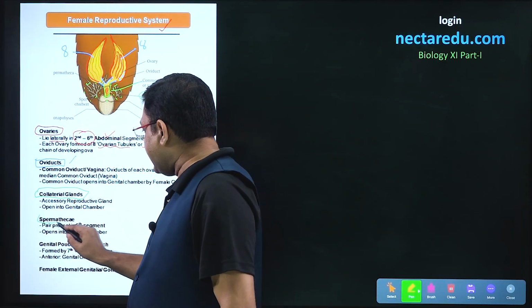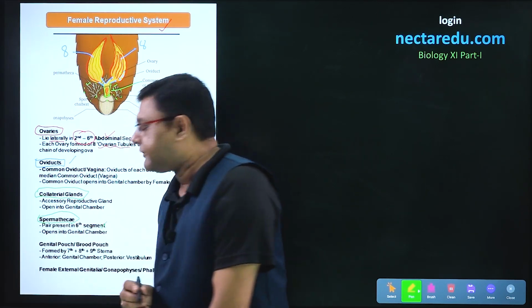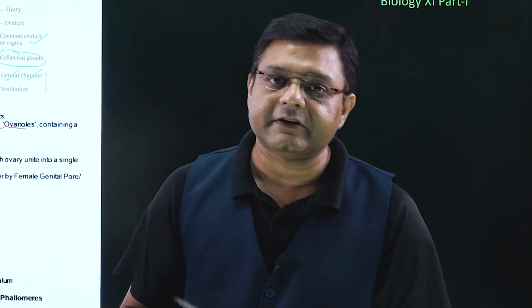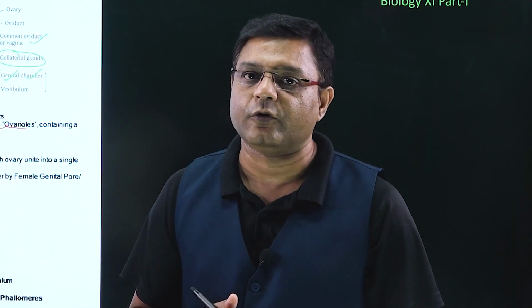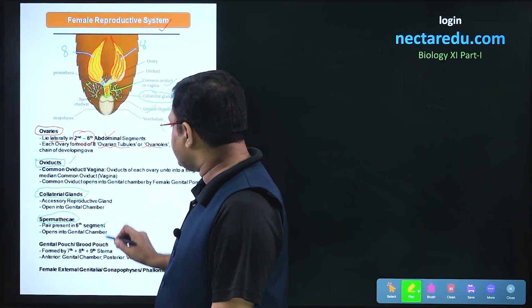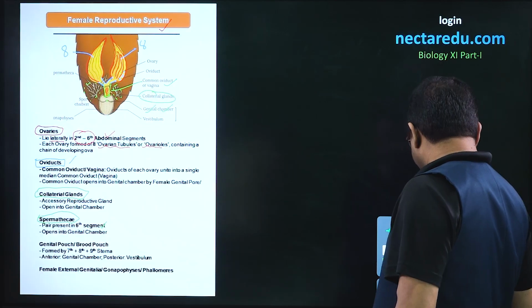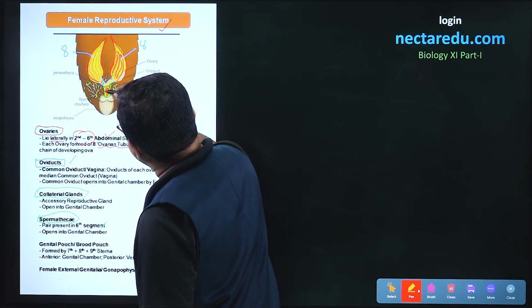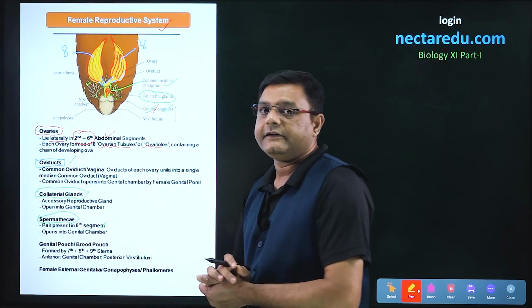After this, the next structure is spermaticae. Spermaticae are present in the sixth segment. Spermaticae are the structures which store the sperms which come from the spermatophore of male cockroach. These spermaticae also open into genital chamber. So, if we see in this particular diagram, then this small structure is the spermaticae and it is also opening into genital chamber.